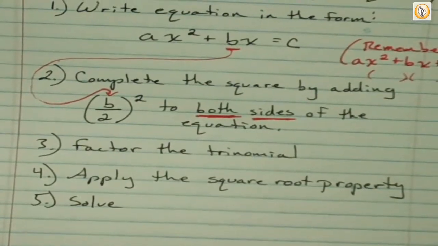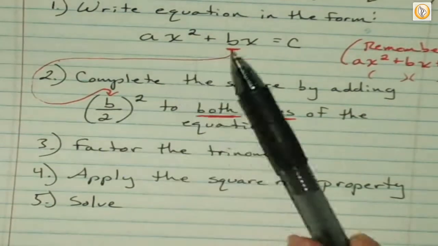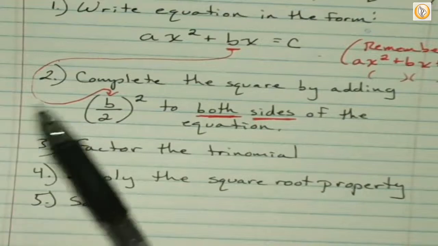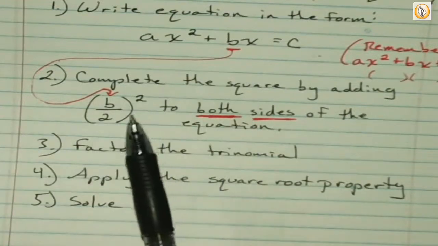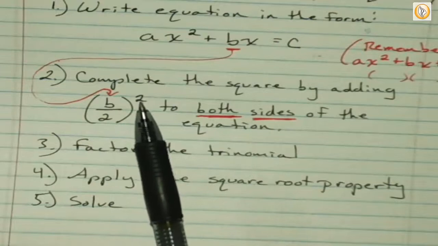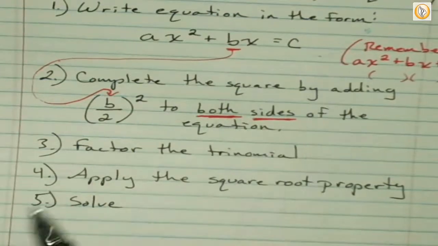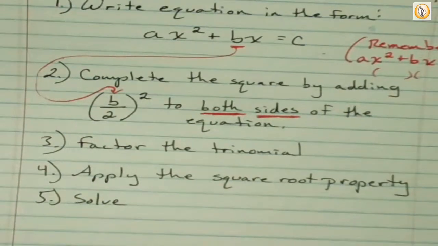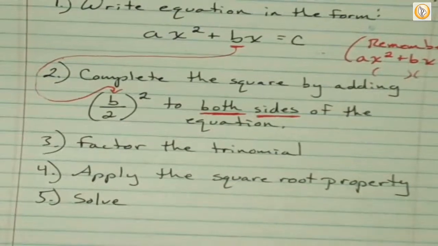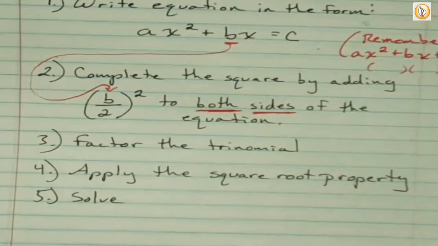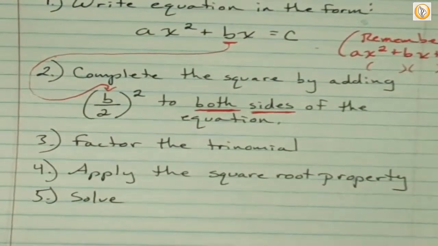Okay, so step 1, move your C over here on this side of the equal sign. Step 2, take that B, divide by 2 square on both sides of the equation. So it's going to be like over here and over here. Factor the trinomial, apply the square root property, and solve. Does everyone have this? So you got it? All right, here we go.